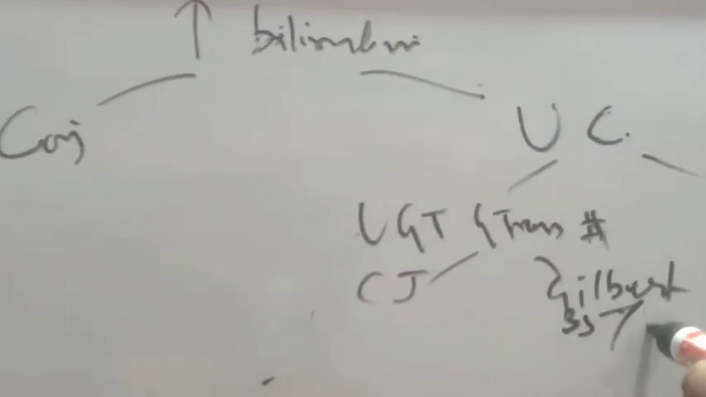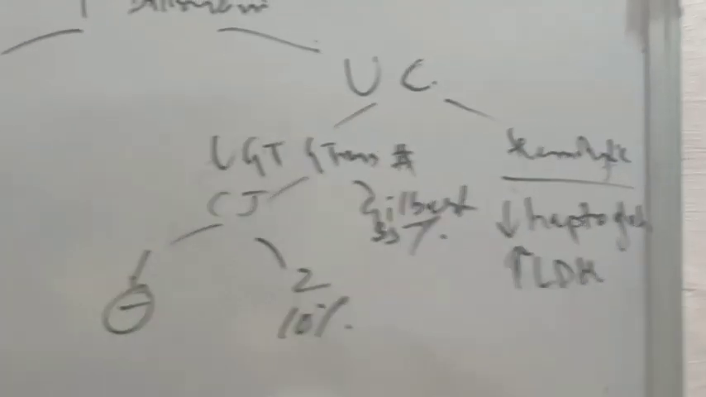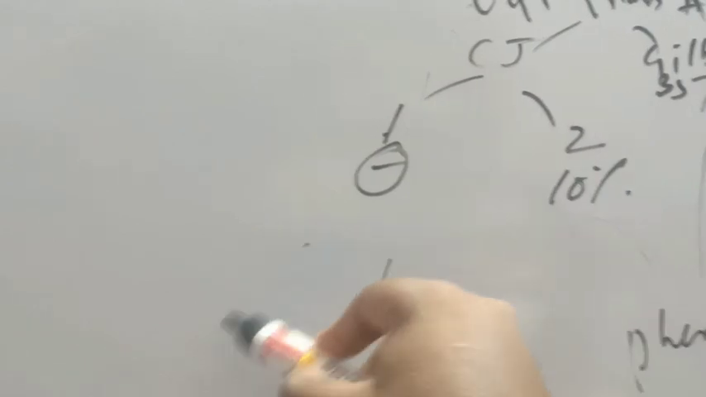Gilbert is around 35% activity. Crigler-Najjar is again two types, type 1 and type 2. Type 1 is totally absent and type 2 is around 10% activity. Now the point is, as long as you have some enzyme, you can induce that enzyme to function by giving phenobarbital. So the treatment for both Crigler-Najjar type 2 and Gilbert is phenobarbital. But for type 1, there is no treatment. The child will present with kernicterus, serious things. Kernicterus means there will be more bilirubin in the brain.